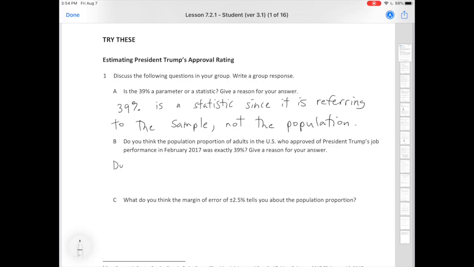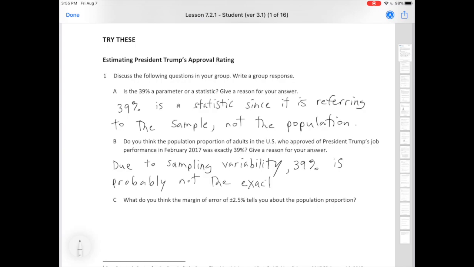So we could call this, if you recall, sampling variability. Remember, sampling variability is the fact that when you take samples, it's not going to have an exact representation of what you're looking for, right? 39% is probably not the exact population proportion.